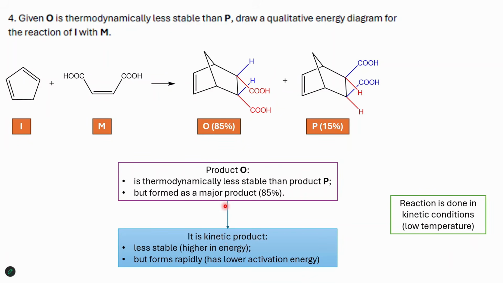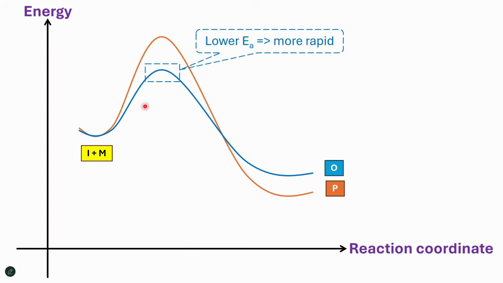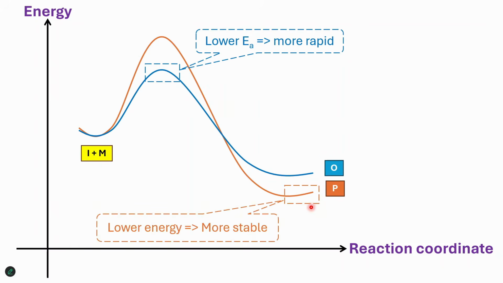And then we are going to have an energy diagram like this. This is our starting materials, I plus M. And if you see here, for O, which is the blue line, it has lower activation energy because it has a lower transition state, even though P is more stable at the end. P has a lower energy. But it depends on how we are carrying out the reaction. Are we carrying it out in kinetic conditions, or are we conducting it under thermodynamic conditions, for example, high temperatures? So this directly affects the product distribution.